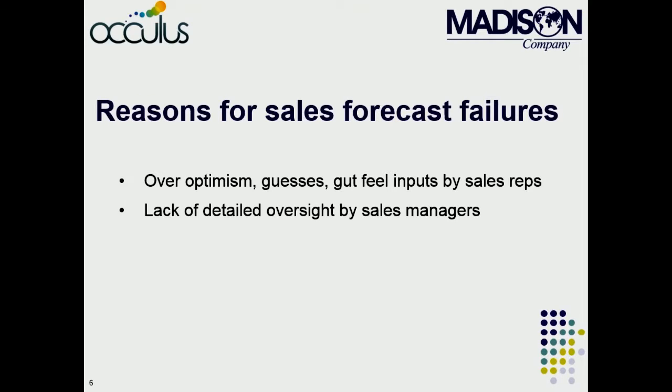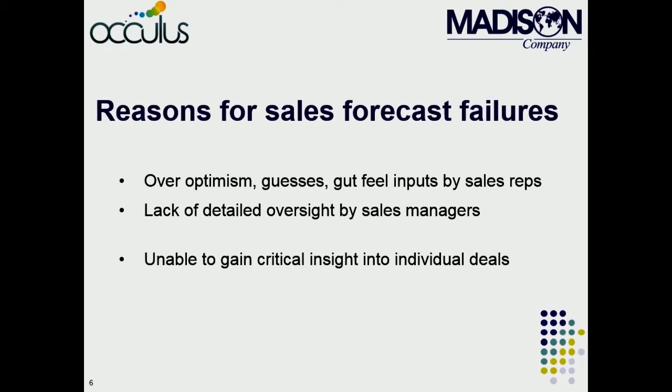But the other element is really the structure part of it, being unable to gain critical insight into individual deals. If you've got about 30 or 40 deals going on at once, especially as a sales manager, it's very, very difficult to see the insights. If you've got 10 deals going on as a sales rep, it's very difficult to see all the finite details of what needs to be looked at. So we need to handle it very efficiently and look into it. But if you're unable to gain the insights into each and every deal, there's going to be some oversights, and there's going to be a problem with that.